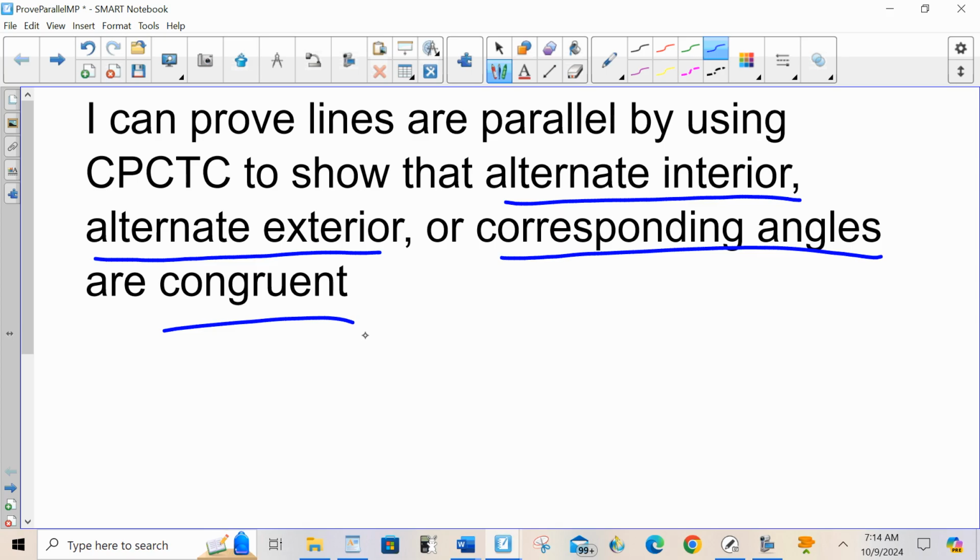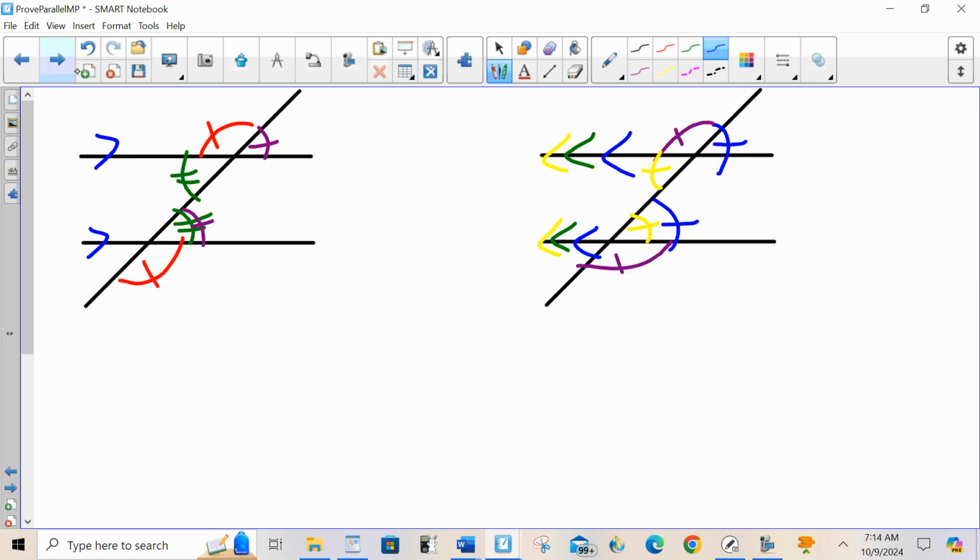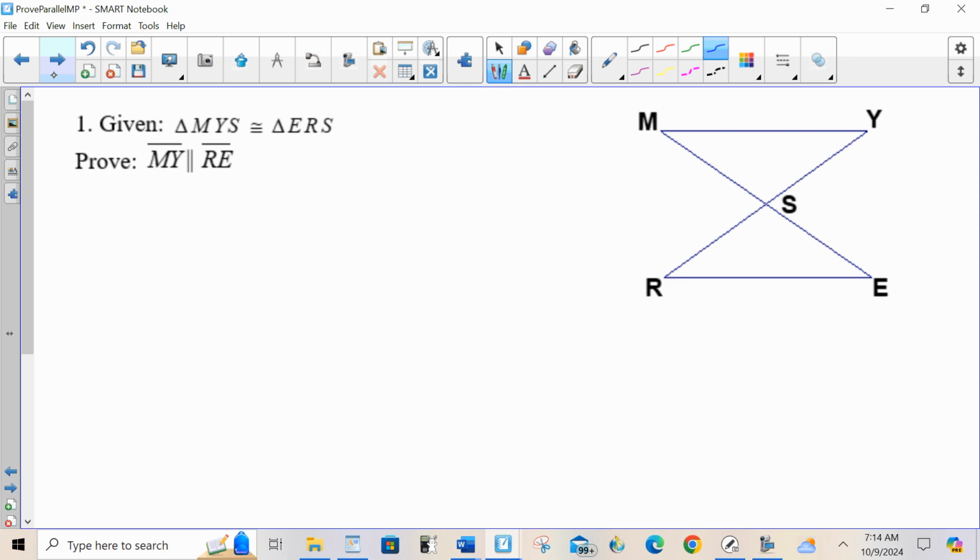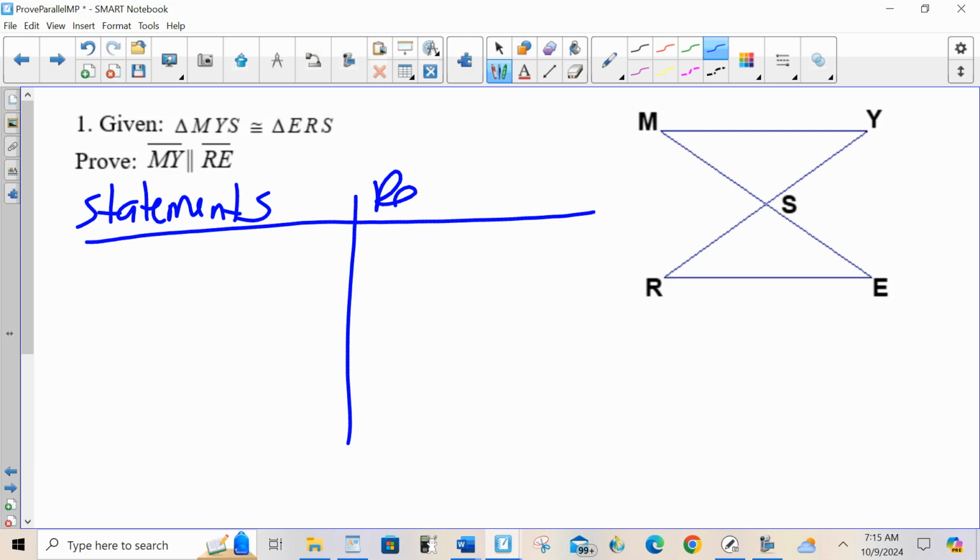This lesson is just the mini proofs version of it, and then later on we'll integrate this into a full proof. So what we're doing here, we're starting with the triangles are congruent, but in a regular proof you'll have to first prove the triangles are congruent. That's not the objective of this right now. The objective is understanding how to prove the lines are parallel. So we've got statements, we've got reasons. We'll just start with the triangles being congruent, and we'll say given.